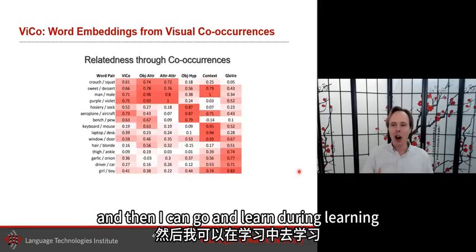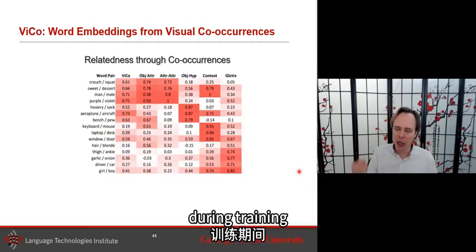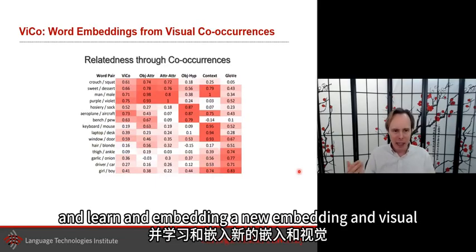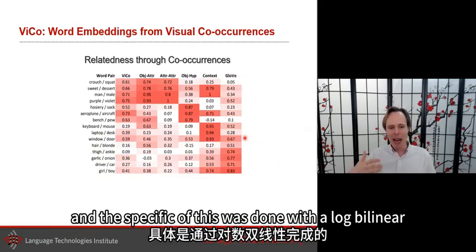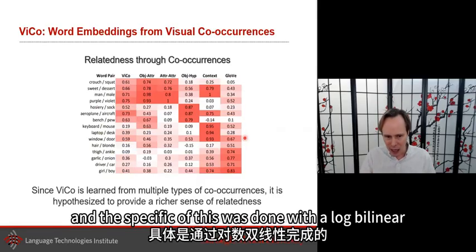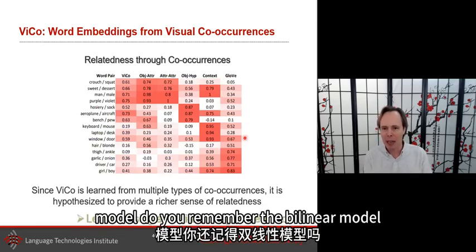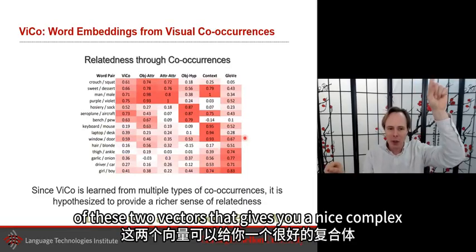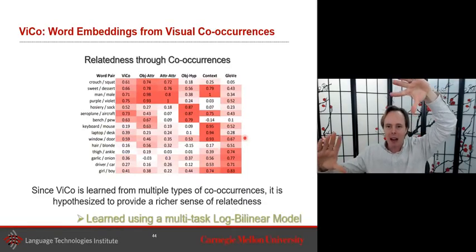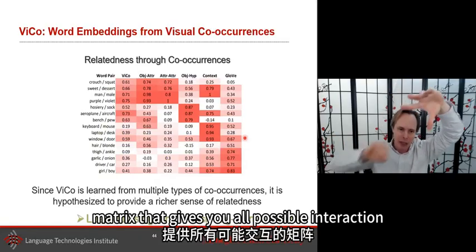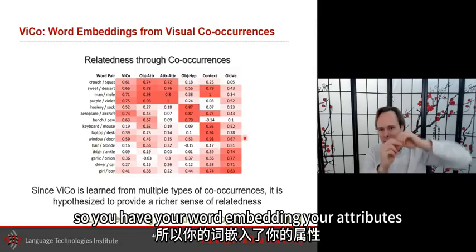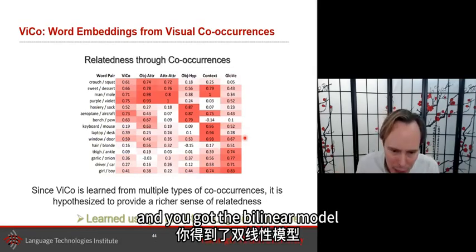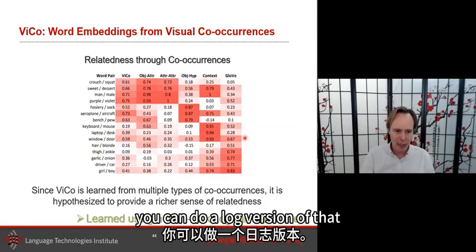And then during training, I can go ahead and learn a new embedding, a new embedding of the visual and the text. Specifically, this was done with a log bilinear model. Do you remember the bilinear model, where you take the product of these two vectors, which gives you a nice complex matrix with all possible interactions? So you have your word embedding, your attributes, and you get the bilinear model. You can do a log version of that.